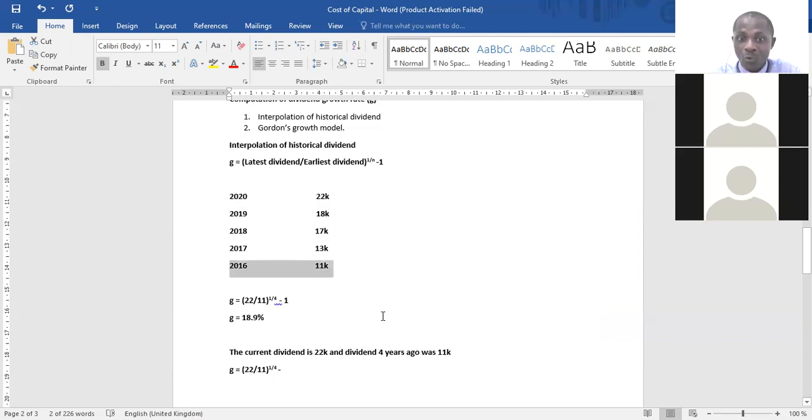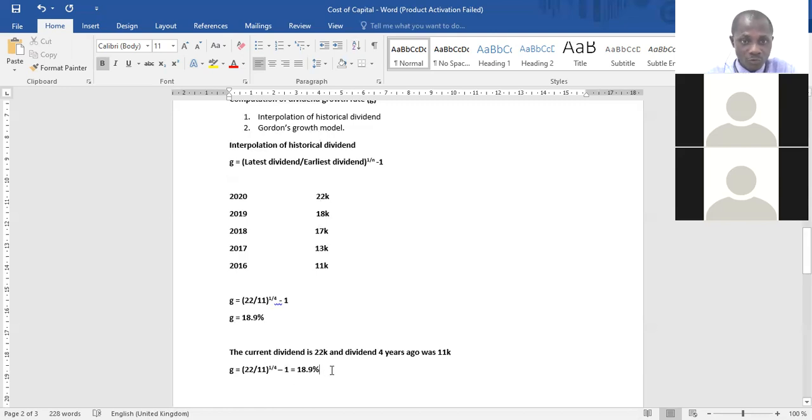Can you see that? So anytime the question gives you this in a statement form like this, you don't need to remove 1 from the number of years. You just use that number of years like that. Do you understand? So this is going to give you the same thing you have up there, 18.9%. Okay, so this is the interpolation of historical dividend as one way of computing the dividend growth rate.